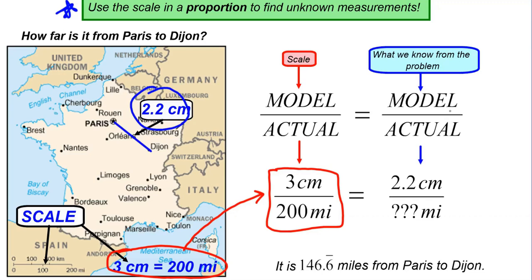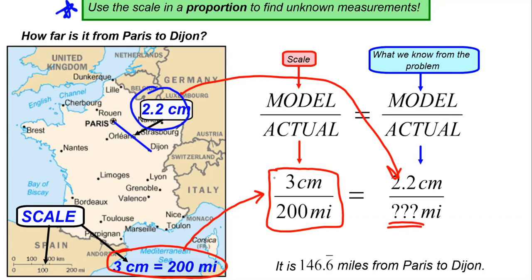And then we're going to set it up in the same way: the model measurement over the actual measurement. So do we know the model measurement, or do we know the actual measurement from Paris to Dijon? We know the model measurement. The model measurement is 2.2 centimeters, so that is where the 2.2 centimeters comes from. This is the model measurement. We don't know the actual measurement from Paris to Dijon. That would be in miles.